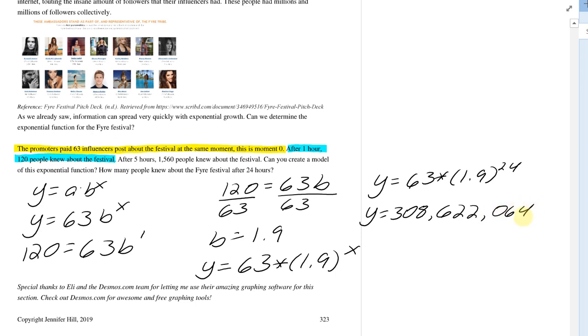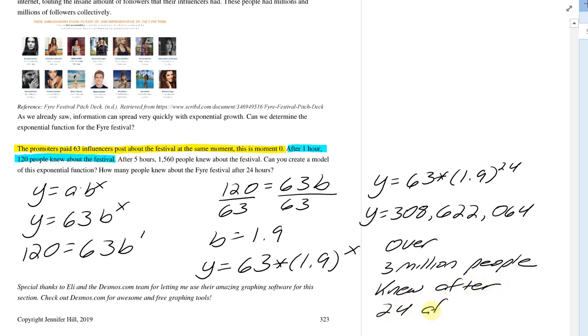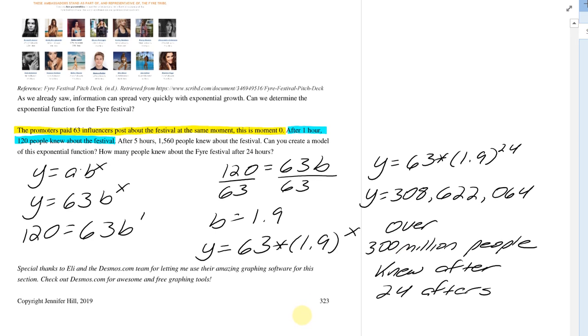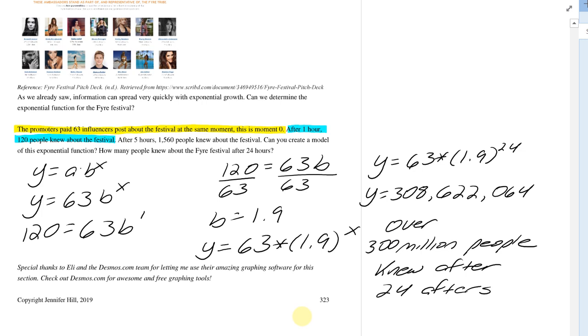308,622,064. So we'll go ahead and say over 300 million people knew after 24 hours. So that's totally a real thing. After 1 day, because they had these 63 influencers start the buzz about this, over 300 million people knew about this festival after 24 hours. That is crazy amounts of growth, and it also ended, unfortunately, badly. So there's a fun real-world example for you, and that will cover this section. Thanks for watching.